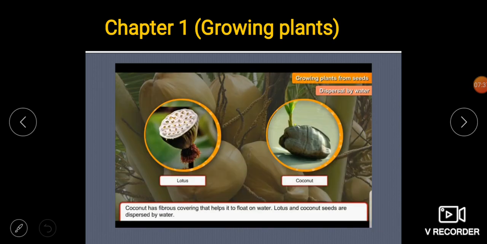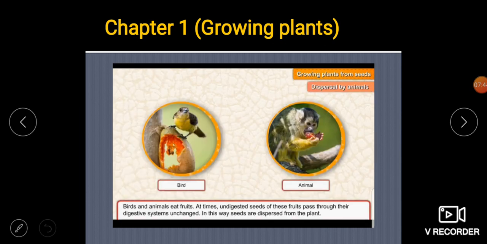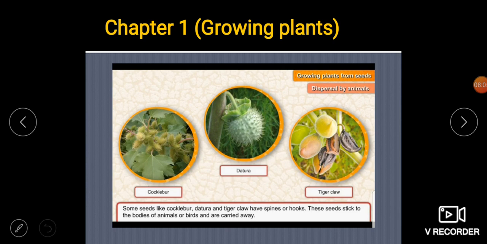Now in the picture you can see the lotus and coconut, their structure. Next is dispersal by animals. Birds and animals eat fruits. At times undigested seeds of these fruits pass through their digestive system unchanged. So in this way seeds are dispersed from the plant through animals.